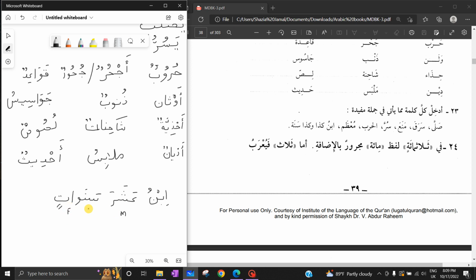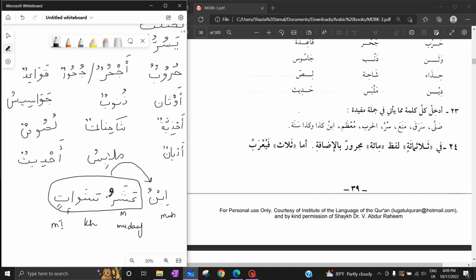This is feminine. And this will also be mudaf, and this will be mudaf ilayhi, and this whole thing is khabar. This whole thing is khabar for Ibn, and this is mubtada. This is khabar, so both will be in marfu case. So my answer will be Ibnu asharu.